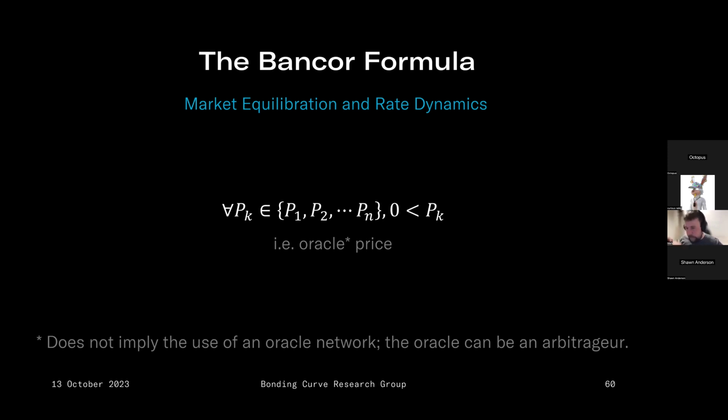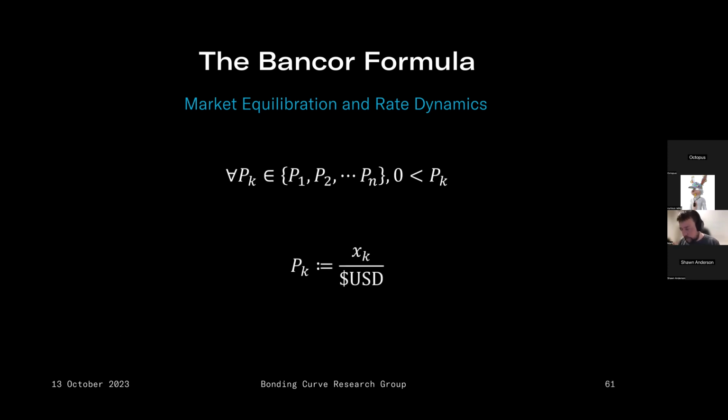So let P be the price of something. Right, so for example, let it be like the Oracle price. And I've stated here, don't let this imply that an Oracle network is needed, like Chainlink or something similar. Just that there is some knowledge somewhere in the market of what the prices of these things are in whatever we're trying to denominate them in. Usually, the best oracles are arbitrageurs.